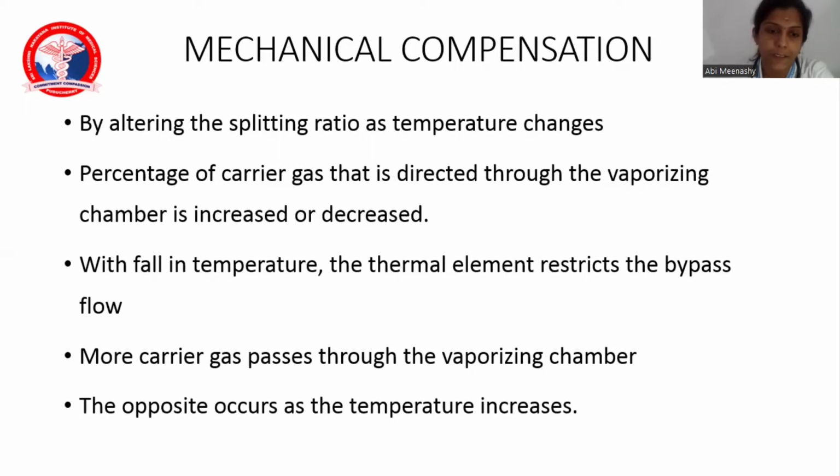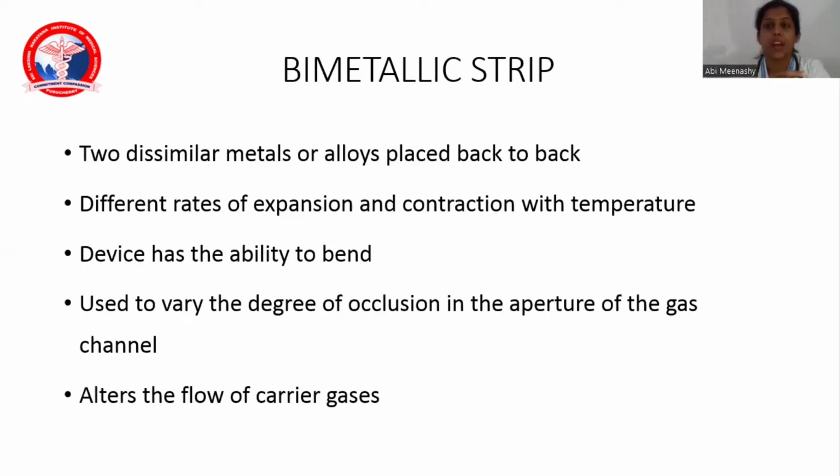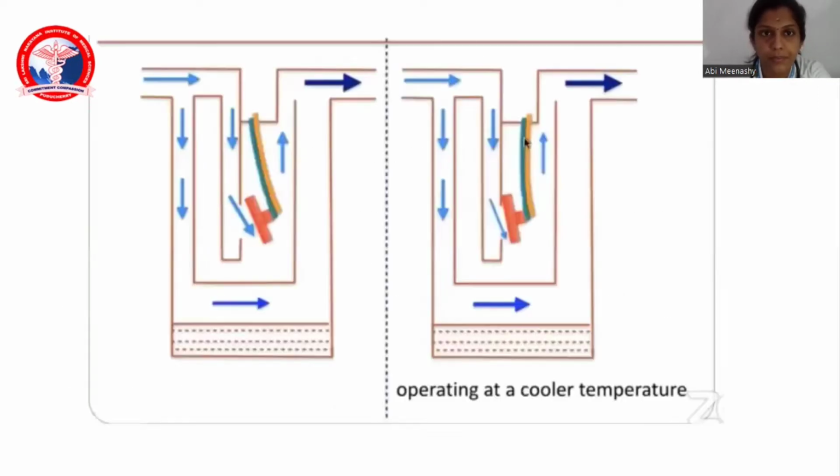Okay, we can make this thermocompensation mechanical by two types: bimetallic strip and bimetallic alloy rod. In the bimetallic strip, two dissimilar metals or alloys are placed back to back. These two metals have different rates of expansion and contraction with temperature, so this device has the ability to bend. They have two different coefficients of expansion. Used to vary the degree of occlusion in the aperture of the gas channel, it alters the flow of carrier gas.